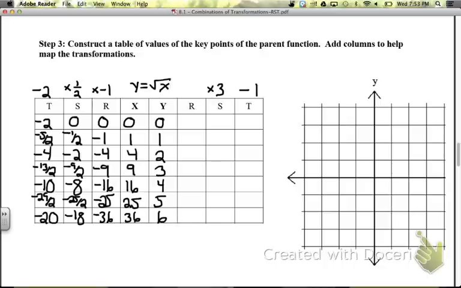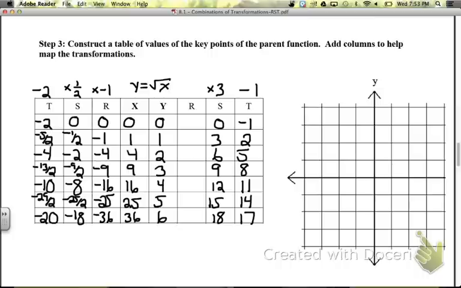Now let's deal with our y's. We're going to multiply each value by 3. So 0 times 3 is just 0. 1 times 3 is 3. 6, 9, 12, 15, 18. Next step is we are going to subtract 1 from each value. So -1, 2, 5, 8, 11, 14, 17. So now we have our x and y values for our transformed function.